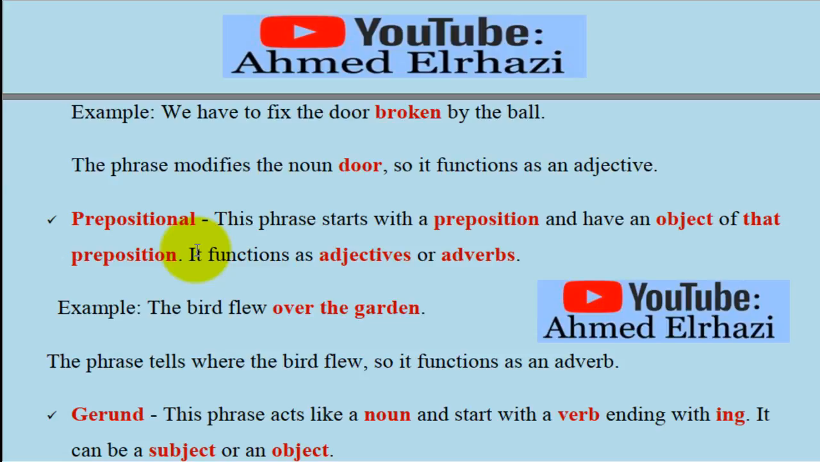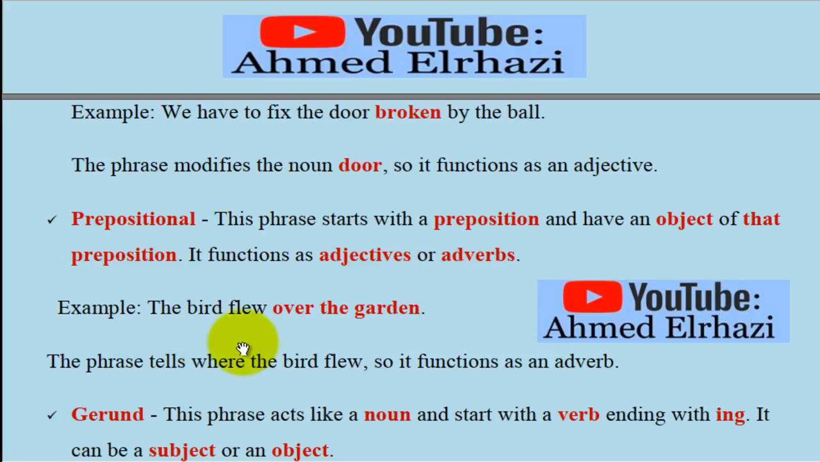Prepositional phrase. This phrase starts with a preposition. في المبادئ عندي phrase preposition we call it a prepositional phrase and it has an object of that preposition. It functions as adjectives or as adverbs. Okay, الجمل ديال prepositional phrase. I repeat this. Prepositional phrases are phrases that start with a preposition and they have an object of that preposition and they function as adjectives or as adverbs.